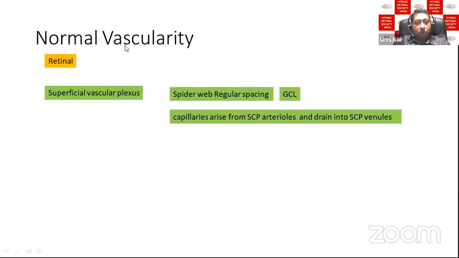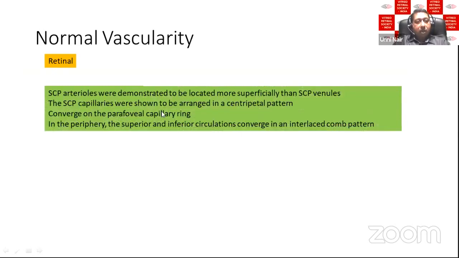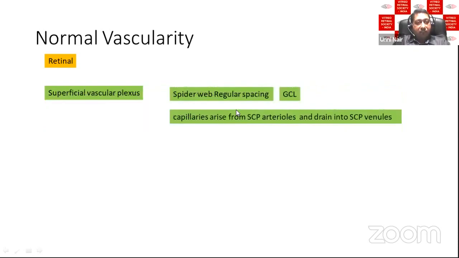We'll just go through the different plexuses. We have the superficial vascular plexus. A lot of features about it. It's a regular spider web appearance. Capillaries arise and they drain into the venules. The importance is that they all come in a centripetal pattern to the FAZ.